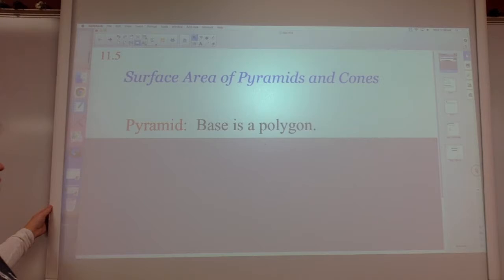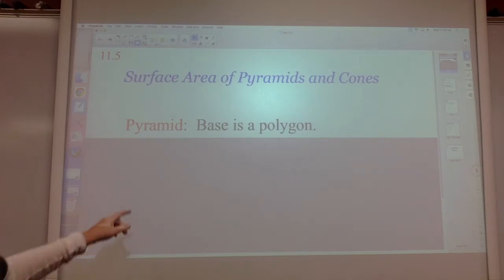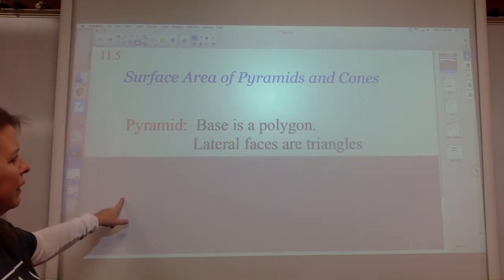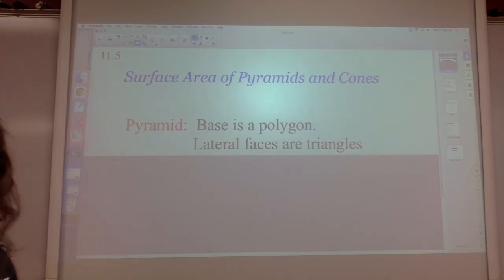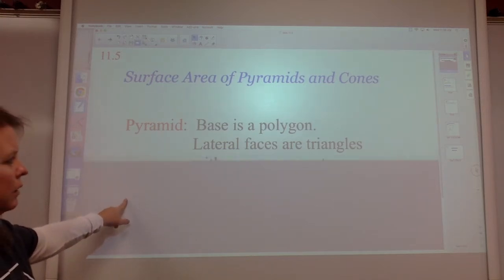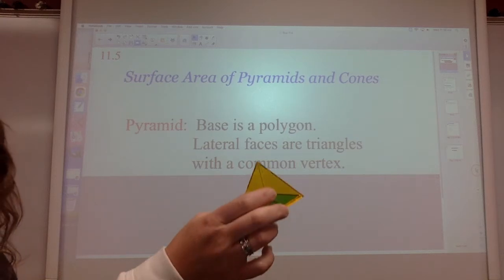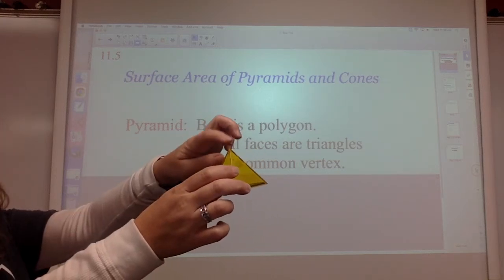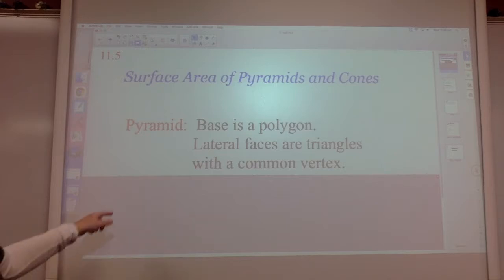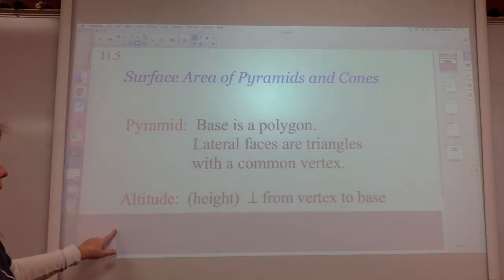Definitions first. Pyramid: the base has to be a polygon. It doesn't have to be regular, but most of the time they will be. So it can be a square, triangle, octagon, hexagon. The lateral faces, as I just showed you, are all triangles. And they have a common vertex, which means they're all going to come to a point at the top. Common vertex. Take the time to pause this and write these down.